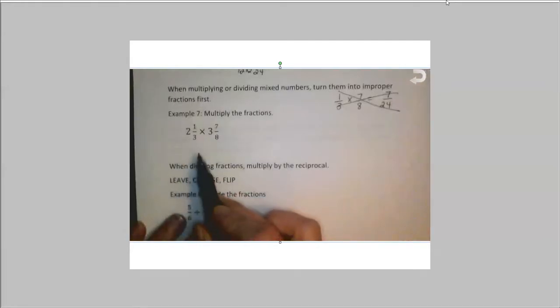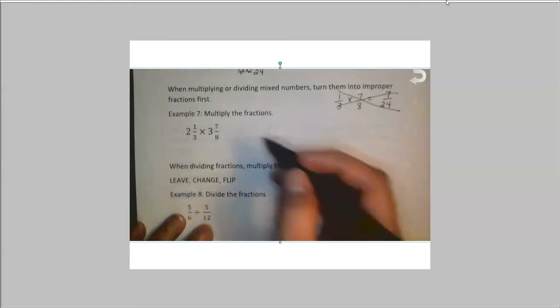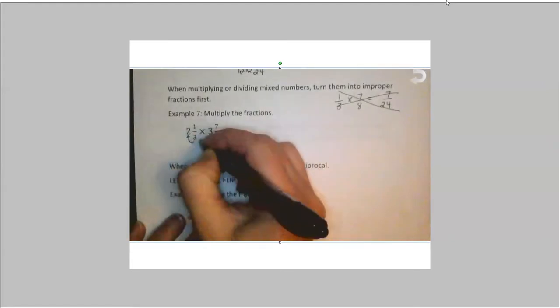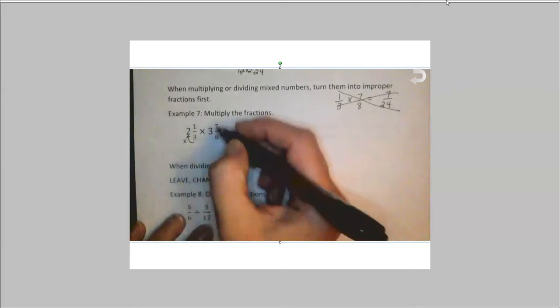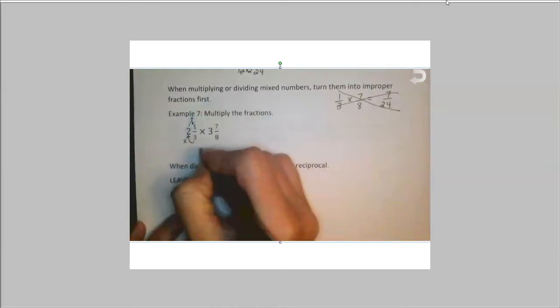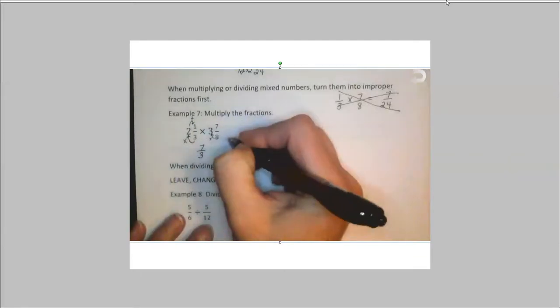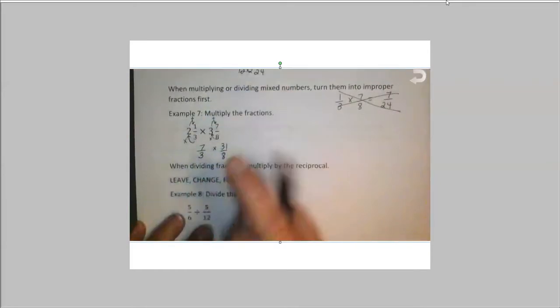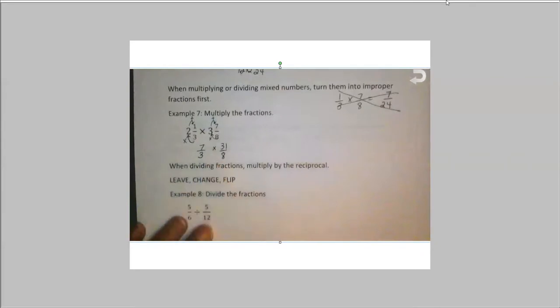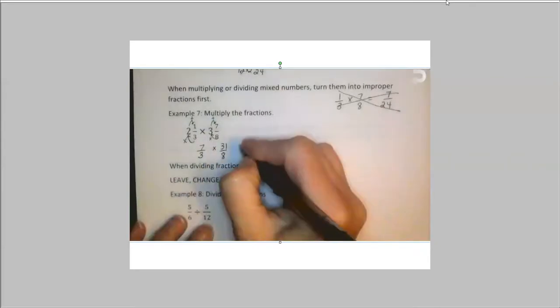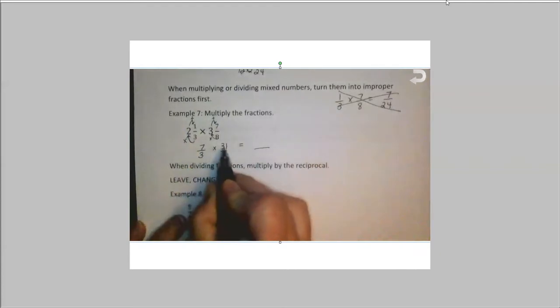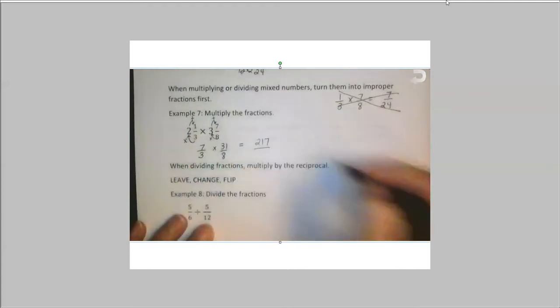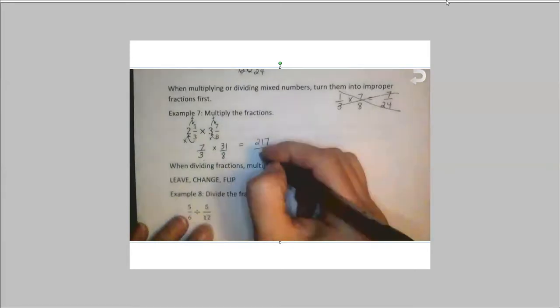But these are mixed numbers. So the first thing I'm going to have to do is convert them into improper fractions. Remember how we did that before. 3 times 2 is 6, plus 1 is 7/3. 8 times 3 is 24, plus 7 is 31/8. So convert those into improper fractions. Then you're going to multiply the numerator. 7 times 31 is 217, and 3 times 8 is 24.